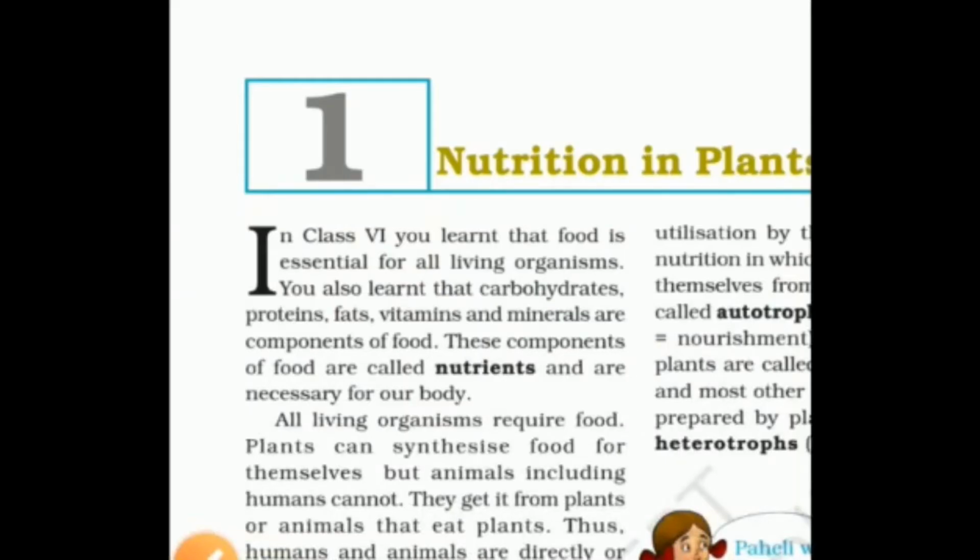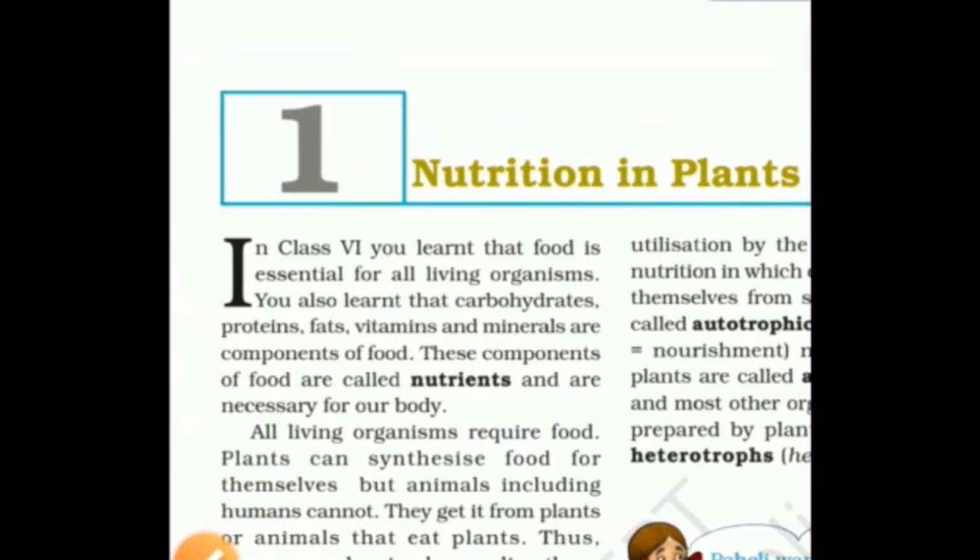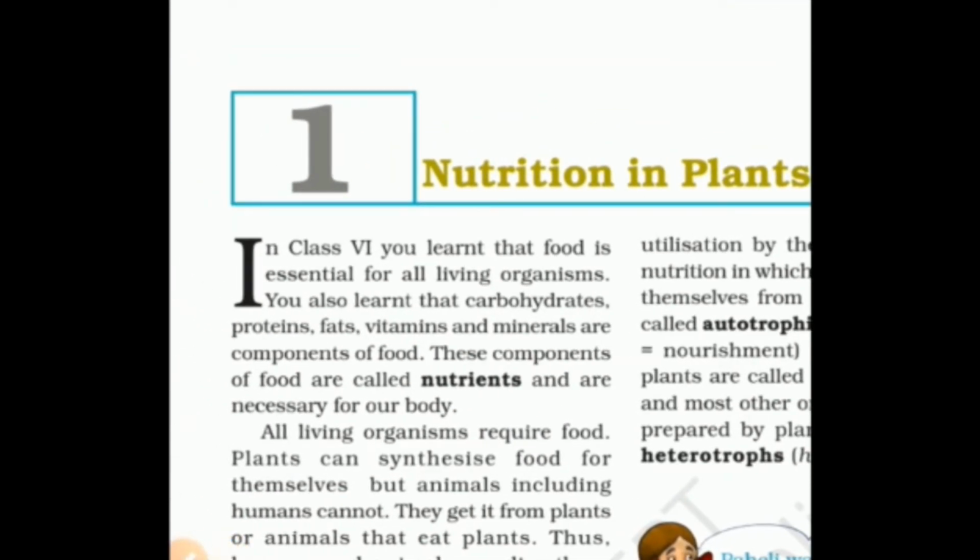We are going to learn something new about nutrition in plants from class 7 biology. You already learned about food, how food is essential for living organisms. And you also learned that carbohydrates, proteins, fats, vitamins, and minerals are components of food. These components of food are called nutrients and are necessary for our body to build and maintain the body. This is called nutrition. Then what is meant by nutrition? Nutrition is a mode of taking food by an organism and its utilization by the body.